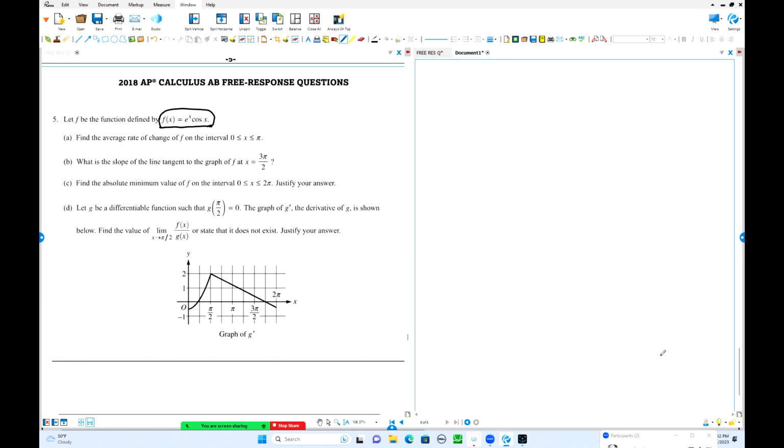The next one is part B. What's the slope of the line tangent to the graph at x equals 3 pi over 2? The equation given is f of x equals e to the x cosine x. To find the equation of a tangent line, we need a point and a slope, right? The x coordinate is given. Now let's find the point first. Put this number x in the equation and you get the y value. So f of 3 pi over 2 gives the point.